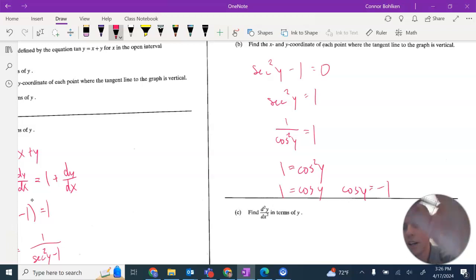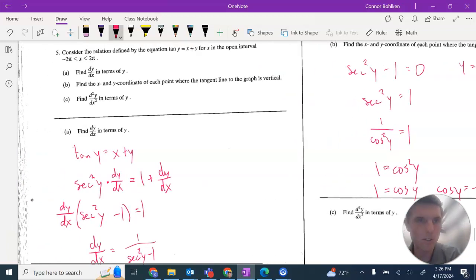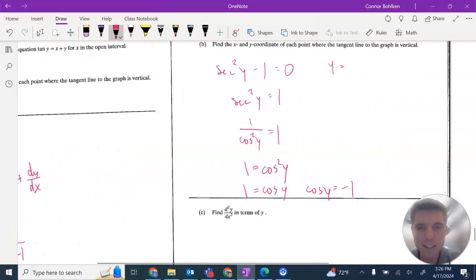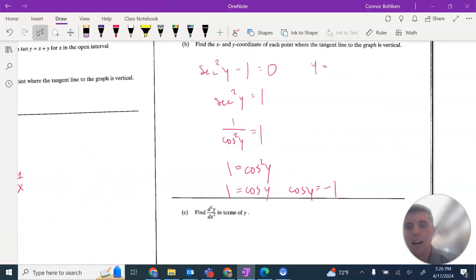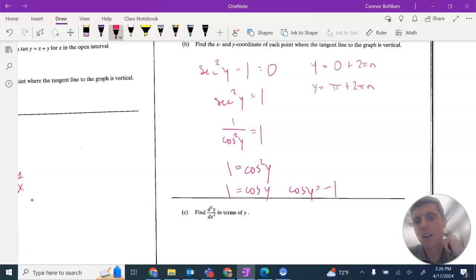Cosine is 1 when y, on my interval, here's the interval, negative 2 pi less than x less than 2 pi. So that doesn't really come into effect now. But cosine is 1 every time we're at 0 or 2 pi, so it's like 0 plus 2 pi times n, or it's pi plus 2 pi times n. So every pi around, our function will be 1.